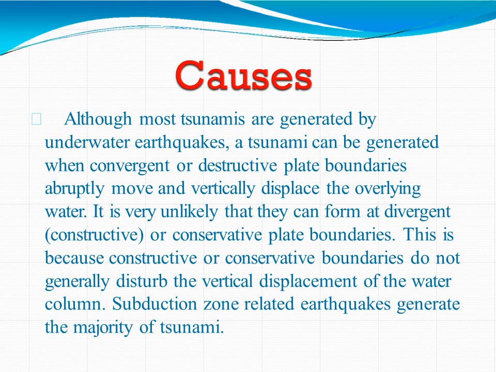the water waves can rise. This is because constructive or conservative boundaries do not generally cause vertical displacement of the water. Subduction zone related earthquakes generate the majority of tsunamis. So we can say that a tsunami is nothing but the outcome of earthquakes. But it is also a natural phenomenon. Why is it regarded as a natural phenomenon? Because it is also unpredictable. That means when it comes, we can't figure out at what time, at what speed, or of what wavelength the waves of the water will be.